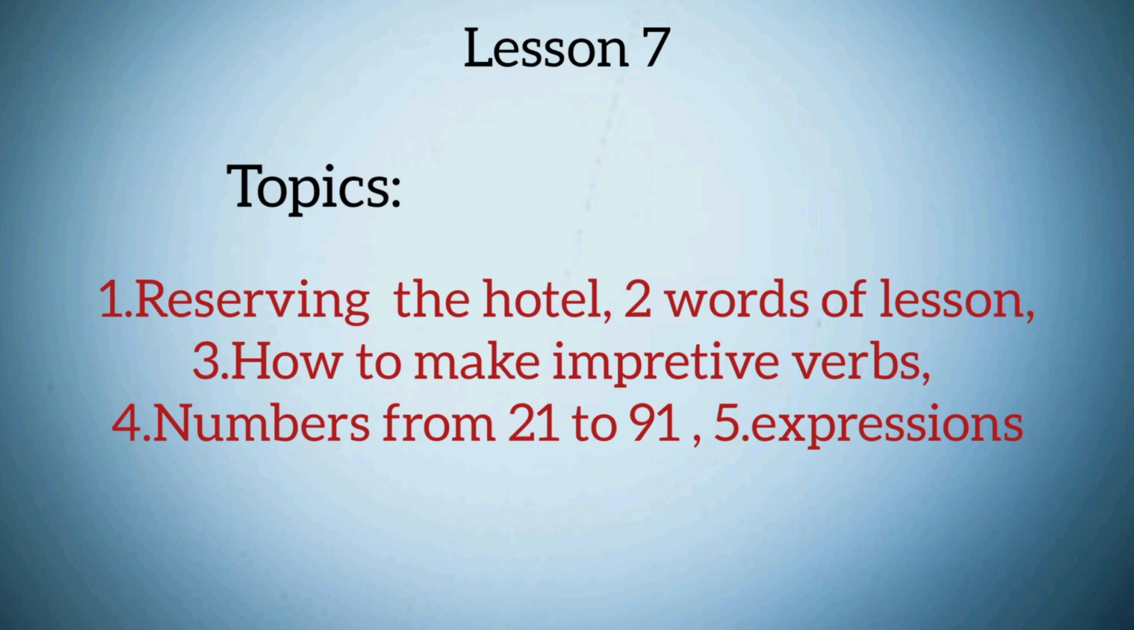In the previous part, part one, we had some spoken terms and a conversation about reserving hotels. But today, we're going to have some grammatical terms, like how to make imperative verbs, and so on. Then, without any further ado, let's get started.